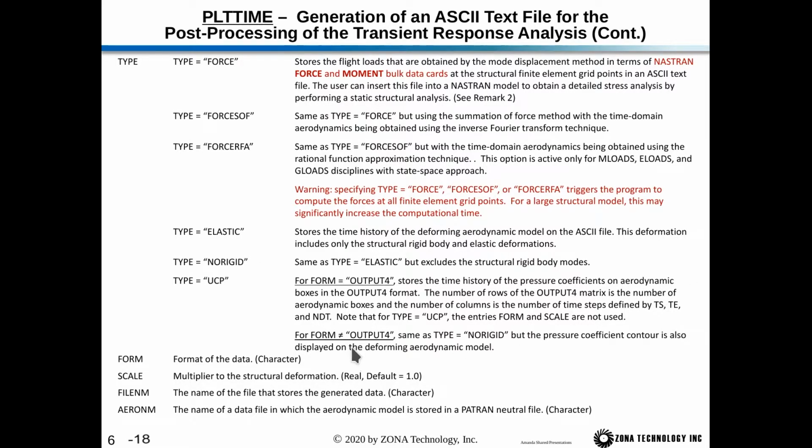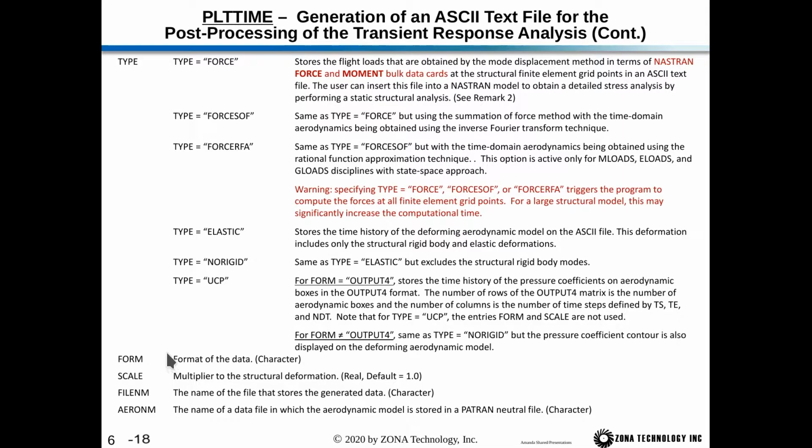And for form does not equal output 4, for example, if form equals tecplot, then it's the same as type no rigid, except the pressure coefficient contour is also displayed on the deformed aerodynamic model. So using this option, you can get a plot of the deforming aerodynamic model, and at the same time, you can plot the pressure coefficient contour on that model.